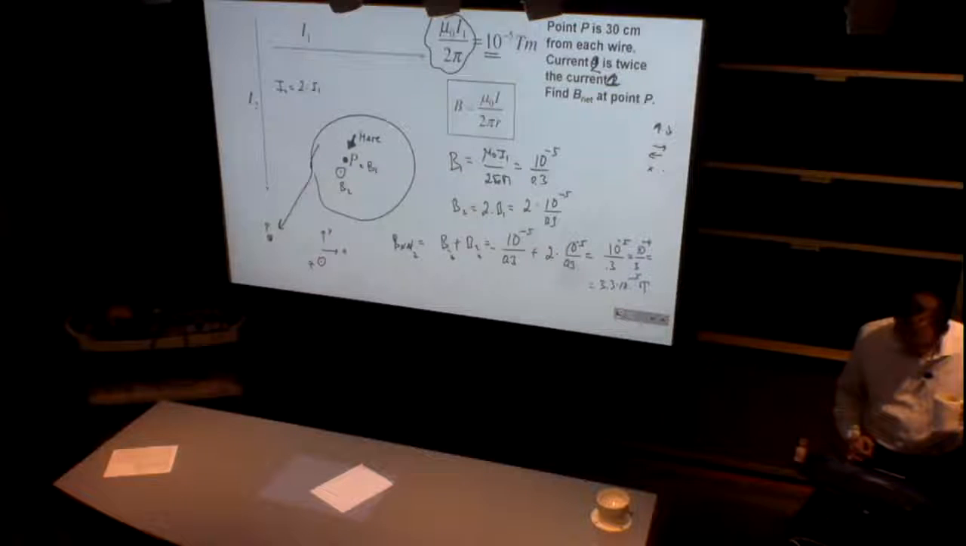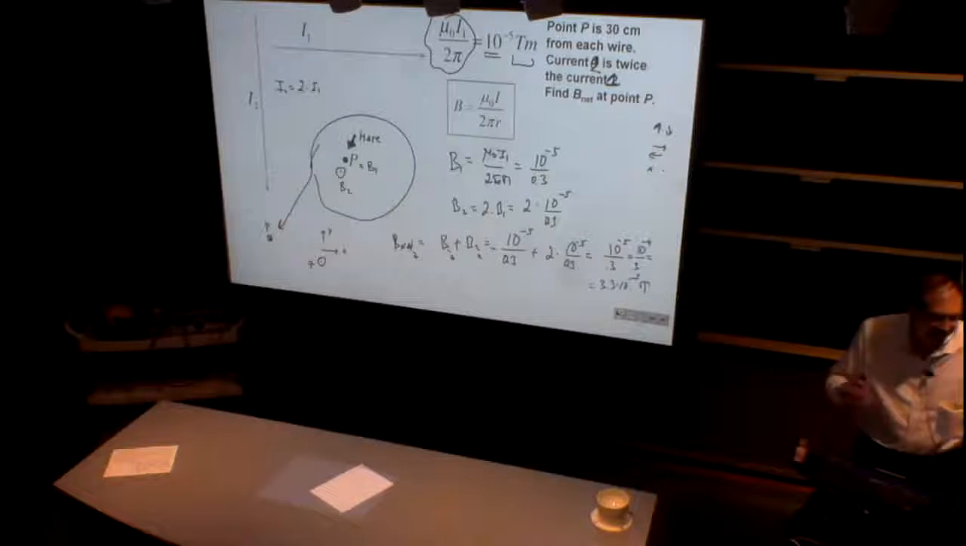Meter. That's just an SI unit for this combination. We assume using the international system of units automatically for everything. This is Tesla times a meter.